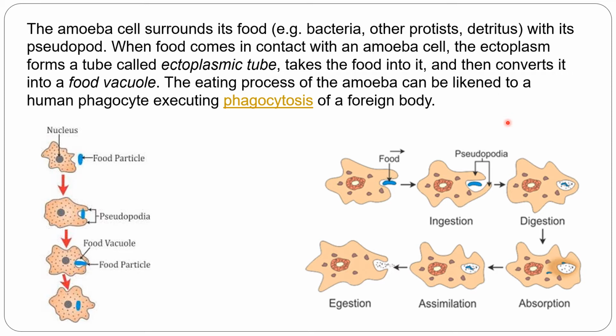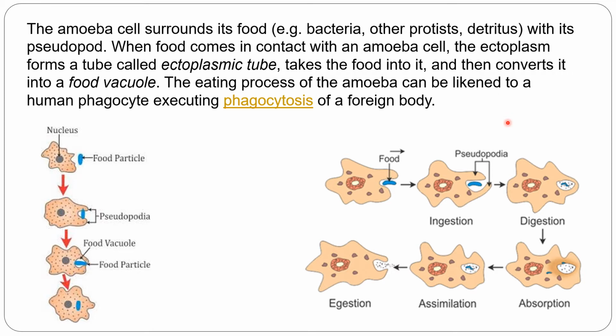The eating process of the amoeba can be likened to a human phagocyte executing phagocytosis of a foreign body. This term is familiar to you because it is used in the case of blood platelets or blood cells, which show this phagocytosis nature, engulfing foreign particles or disease particles inside the body.